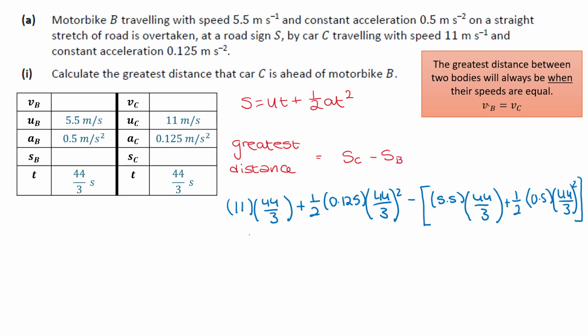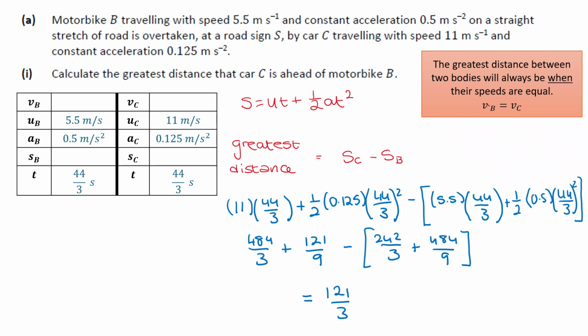I'll give you some numbers though. So we have 484 over 3 plus 121 over 9 minus 242 over 3 plus 484 over 9. And then that gives us a final answer of 121 over 3 meters, which is equivalent to 40.3 recurring meters. So that's the greatest distance that C is ahead of motorbike B.